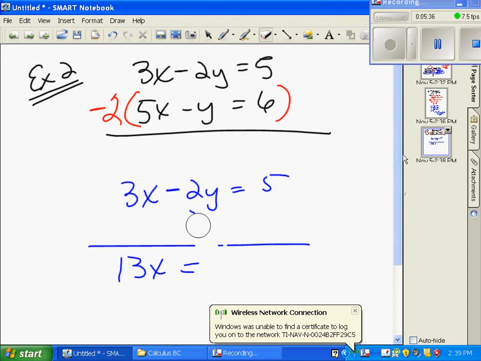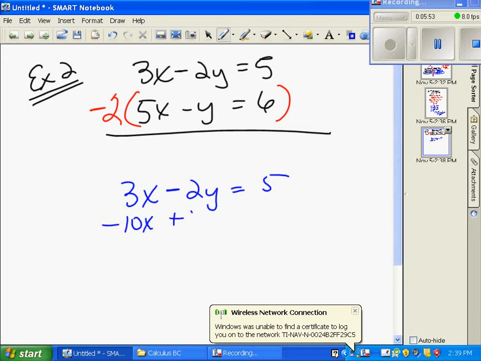Now you guys probably already caught that. I'm a little slow. Not paying attention here. So if I multiply through by -2, I could get a -2y and then a positive 2y. Okay, here we go. So then I would have here a -10x plus 2y equal to -12.